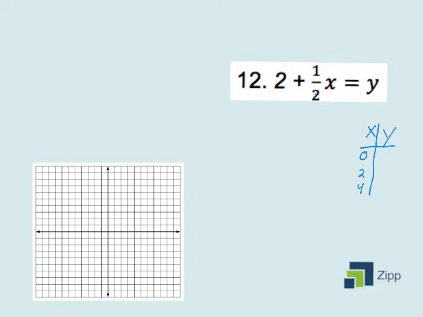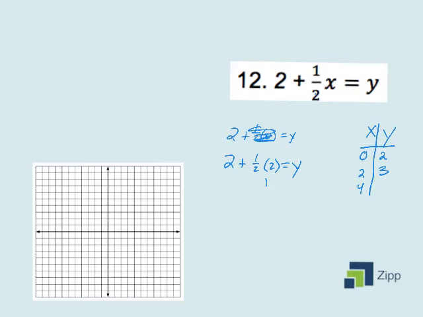If I put 0 into it, I'll have 2 plus 1/2 times 0 equals y. That means that this is gone because 1/2 times 0 is 0, so y is 2. If I do the second one, 2 plus 1/2 of 2, well, the reason I picked 2 is because it's easy to take half. Half of 2 is really 1, and 1 plus 2 is 3.